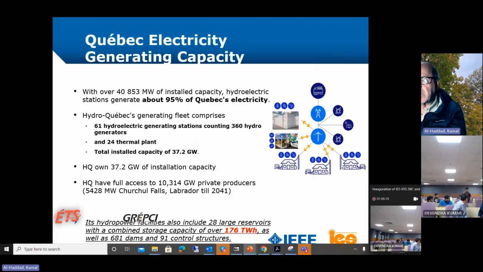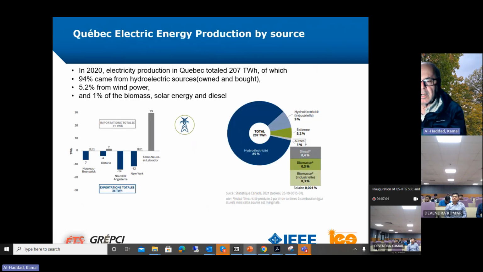Utility companies don't own all the time all the energy that they are selling. The best example here is the utility company Hydro-Quebec. It owns 37.2 gigawatts of installed capacity, but has access to another 10 gigawatts through private producers under contract. So the total capacity of the utility company is 47 gigawatts. Among them, for 37 they decide in real time what to do with the power, and the other 10 gigawatts they have to import and export with other private suppliers found in the country.